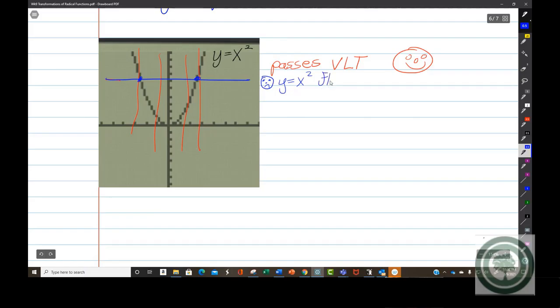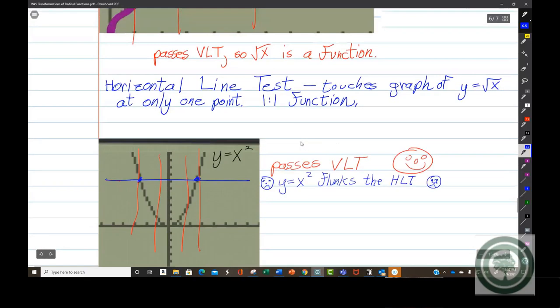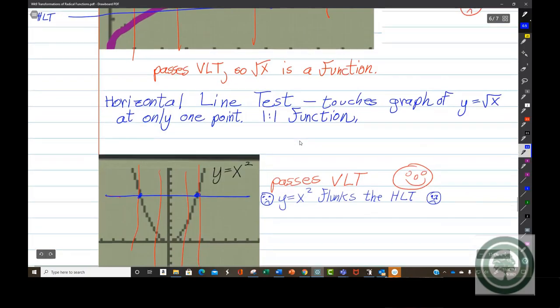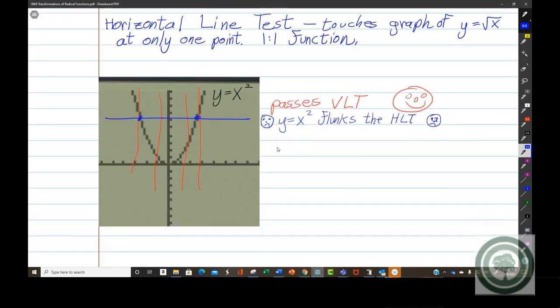flunks the HLT. Frown, frowny frown, crying. Yeah, been there, done that. So even your favorite function can flunk the horizontal line test and not be 1 to 1.